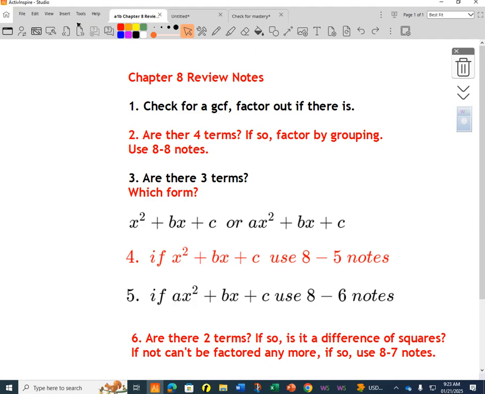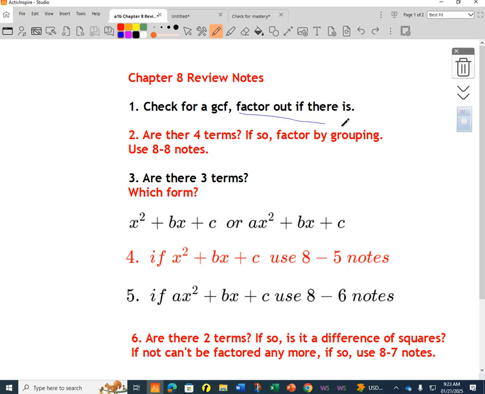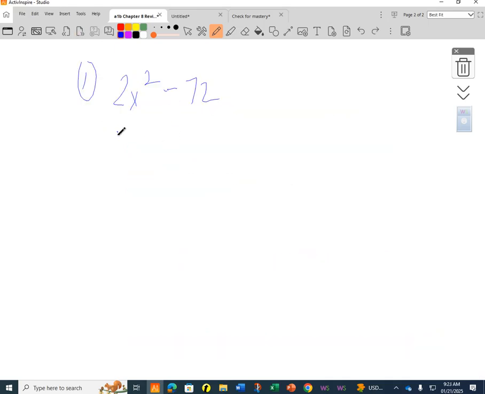Number one is 2x squared minus 72. The very first step says to see if there's a greatest common factor. Is there a factor that we can take out of both of these terms, Fatima? What is it? Okay. 2. And it says if there is, then we're gonna factor it out. So that's what we're gonna do. We're gonna rewrite this as 2 times the factor that will equal that. What's gonna be this factor here, Fatima?